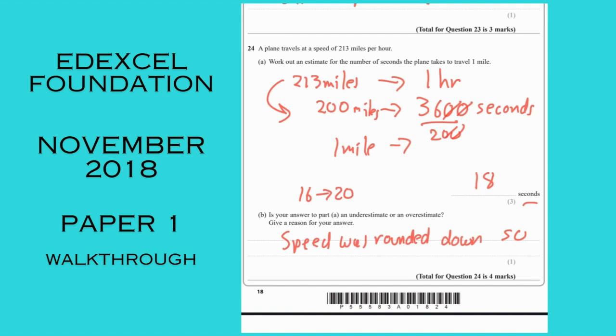If the speed was rounded down, if this number was actually 213, we would be dividing by a larger number, which would make this number closer to like 17 or even 16. Speed was rounded down, so it is definitely, I've run out of room, but you know what I mean, it's an overestimate.